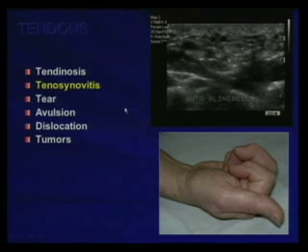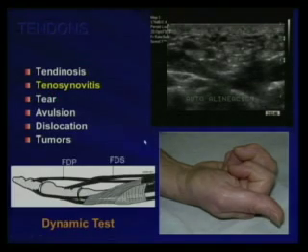Ultrasound is a dynamic exam, and we have to take advantage of that. So in this patient with trigger finger, we will check this area. This is the FDS, flexor digitorum superficialis, and this is the FDP, attaching at the distal phalanx. This area is called chiasma of Camper, and is where the FDS splits and lets the FDP go through to attach at the distal phalanx.